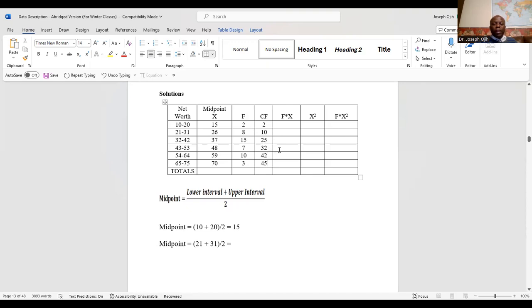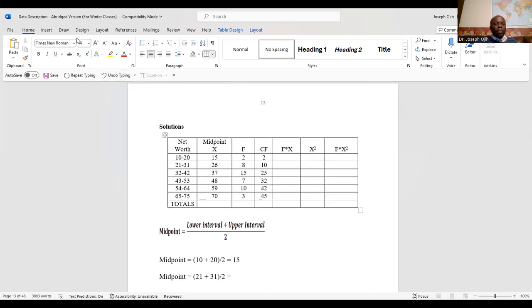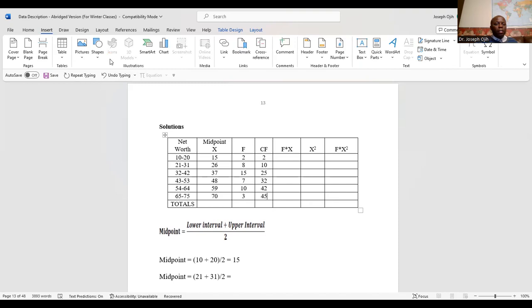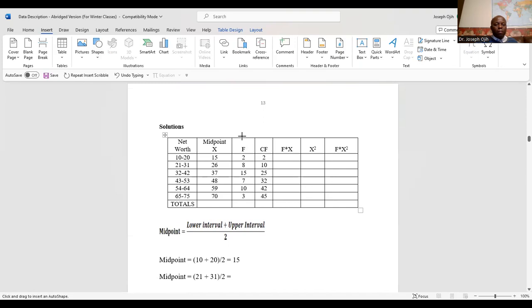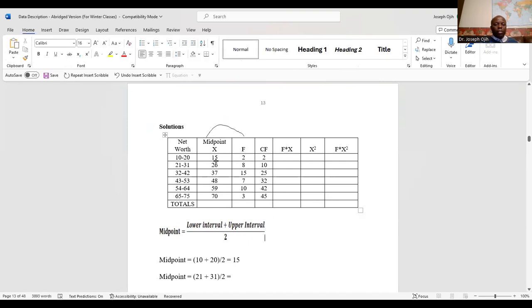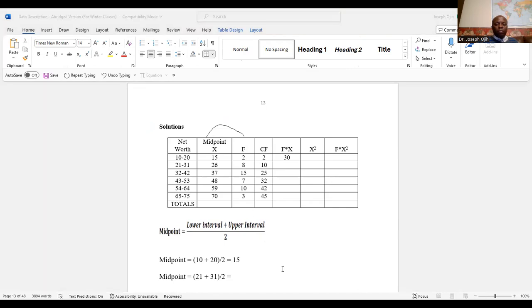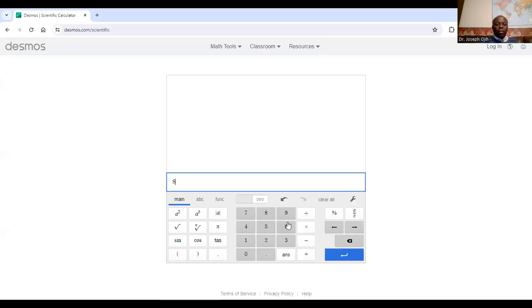Now, the next is to find the frequency times X. Okay. The frequency times X means you have this from here. That means this one here times this one. So that means 15 times 2 is 30. I'll put 30 from here. Then 8 times 26. We can get that from the calculator, 8 times 26, 208.